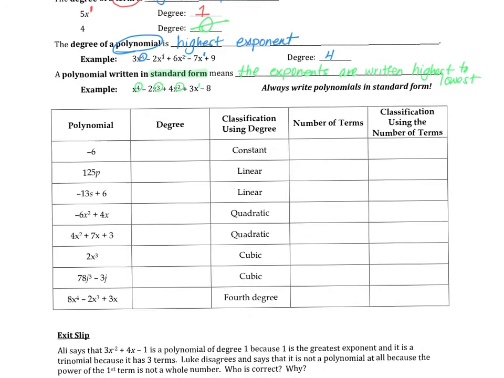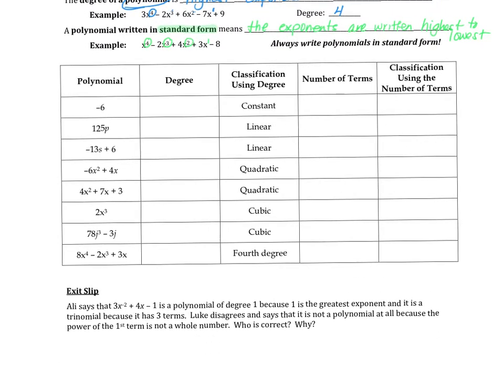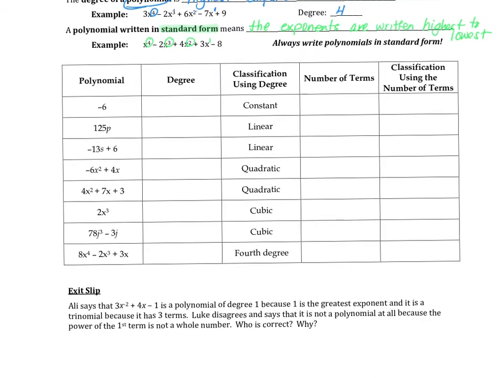Now, I know this is a lot of information and we're totally going to practice, but here's a good way to practice. We have this chart here, right? And we're given some weird polynomials. We need to determine the degree of the polynomial, the classification using the degree, the number of terms, and then the classification using the number of terms. Okay, so let me walk you through the first one.